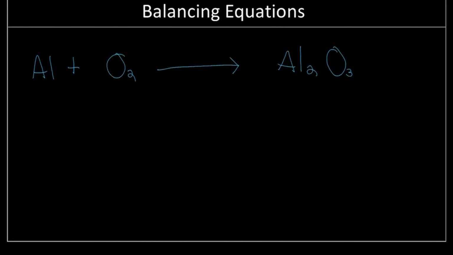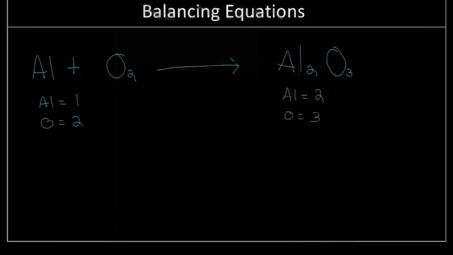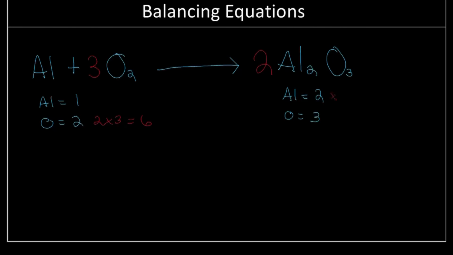So let's try that again. On our reactant side, we have 1 aluminum and 2 oxygens. And on our product side, we have 2 aluminum and 3 oxygens. So we can say this is unbalanced, just like the other problem we had. So we want to add a 3, rather multiply a 3 where it's needed, so that we can end up with a balanced equation. And I hope you guys are following along well.